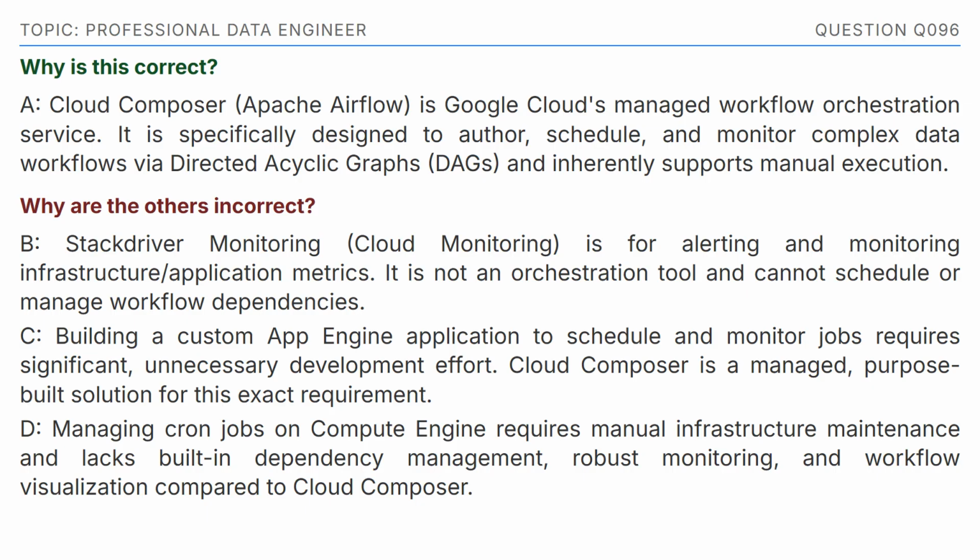Why are the others incorrect? B. Stackdriver monitoring, cloud monitoring, is for alerting and monitoring infrastructure/application metrics. It is not an orchestration tool and cannot schedule or manage workflow dependencies. C. Building a custom App Engine application to schedule and monitor jobs requires significant, unnecessary development effort. Cloud Composer is a managed, purpose-built solution for this exact requirement. D. Managing cron jobs on Compute Engine requires manual infrastructure maintenance and lacks built-in dependency management, robust monitoring, and workflow visualization compared to Cloud Composer.